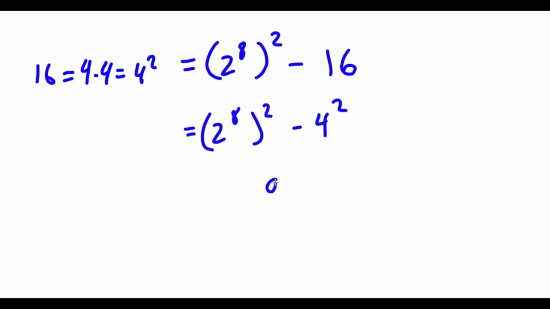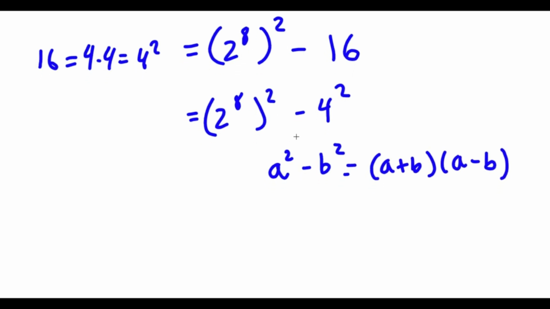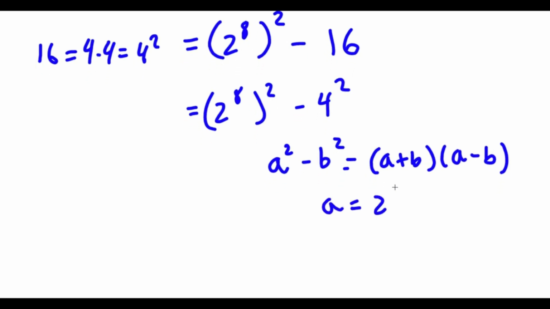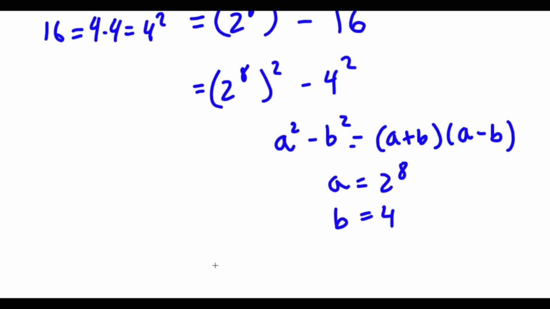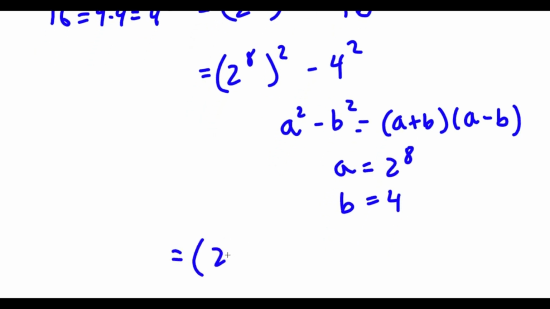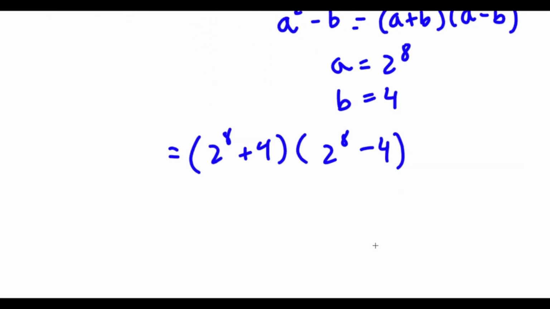Now, if I have something in the form a squared minus b squared, this is equal to a plus b times a minus b. So in this case, a is equal to 2 to the power of 8, and b is equal to 4. So I have a plus b, so 2 to the power of 8 plus 4, times a minus b, so 2 to the power of 8 minus 4.